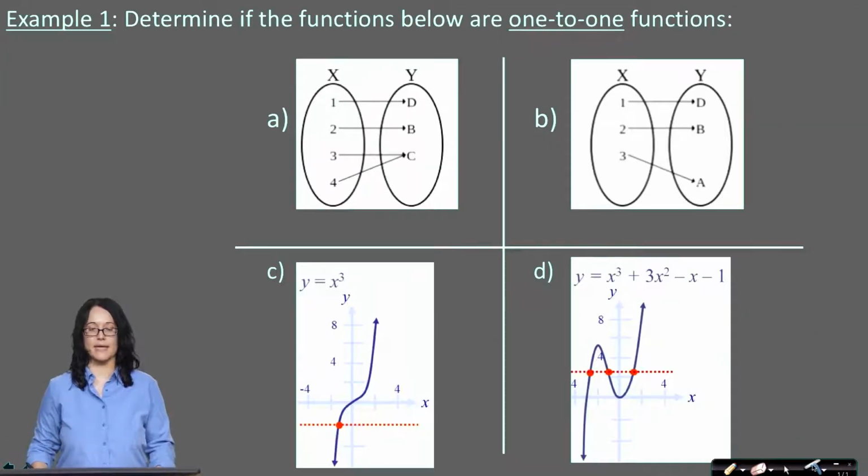In example 1, it says, could you determine if the functions below are truly one-to-one functions? So take a moment and pause the video, see if you truly understand the definition, and pick which one of these, if any, are one-to-one.